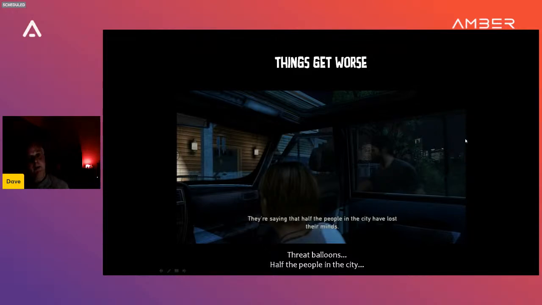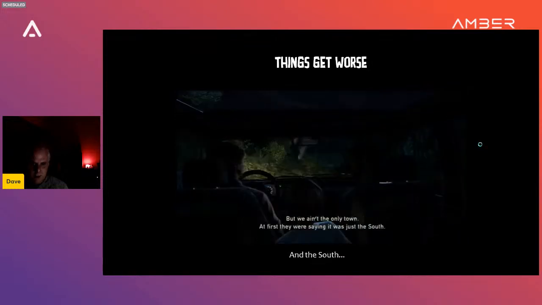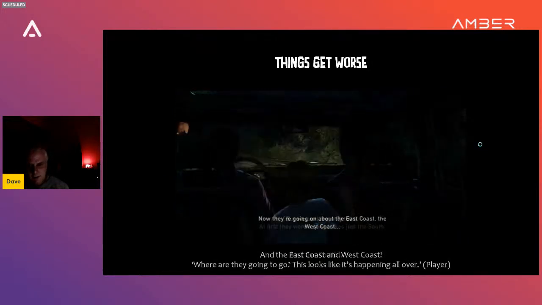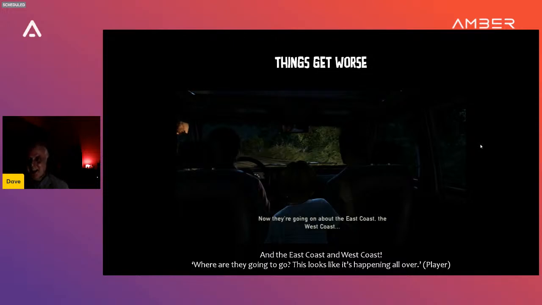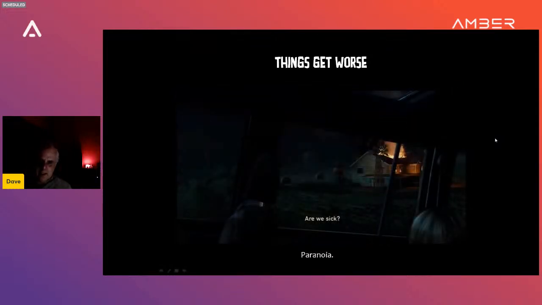So now it's half the people in the city are dead and mangled. And the south, and the east, and the west. So it's just ballooning moment by moment. And one player goes, where are they going to go? This looks like it's happening all over. So the opportunities for a safe, good outcome are being diminished second by second as we hurtle along this rising action. There's isolation, there's no cell phone, there's no radio.